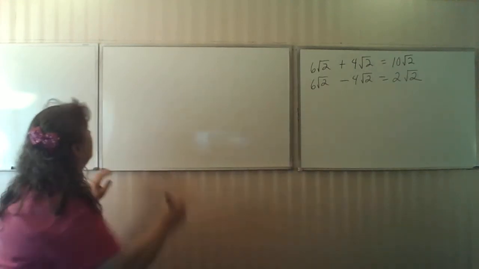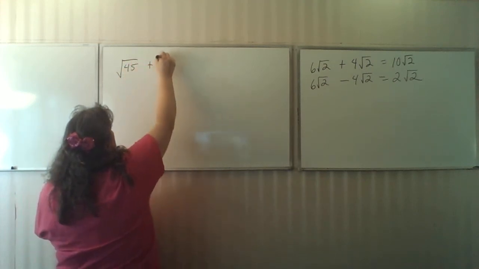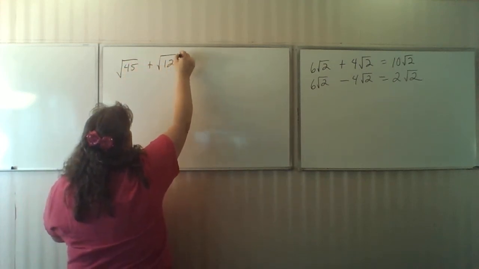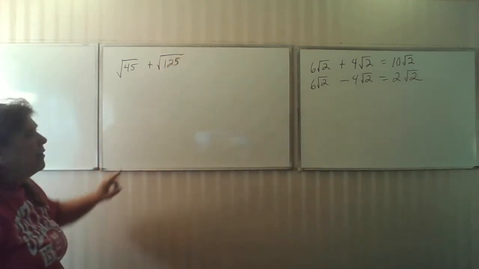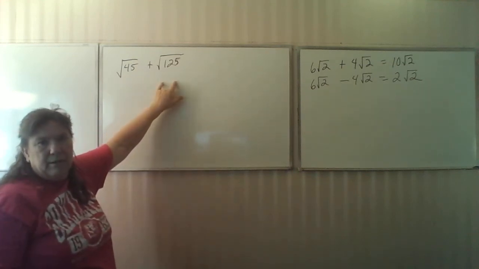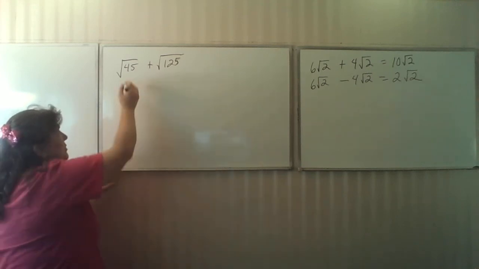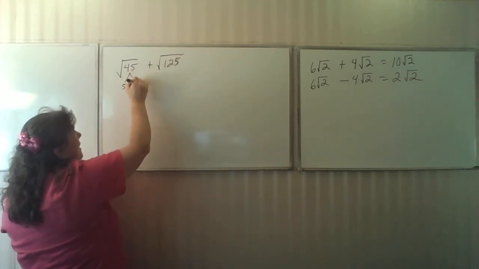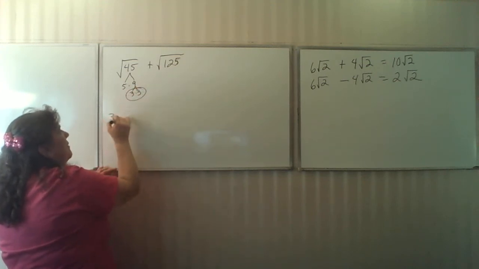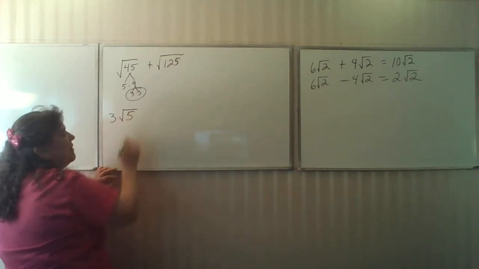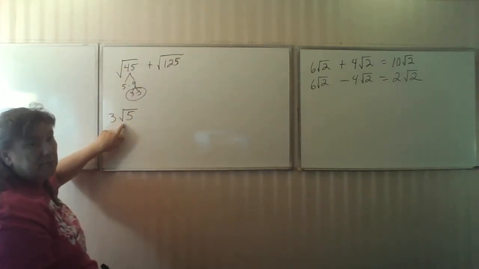I have square root of 45 plus square root of 125. And you're going to look at that and say, but those aren't like terms. But remember, we can simplify these. So when we simplify them first, maybe we will have like terms. So this is 5 times 9, and 9 is 3 times 3, giving me 3 on the outside with the square root of 5 on the inside. Simplified. This becomes this with simplification.